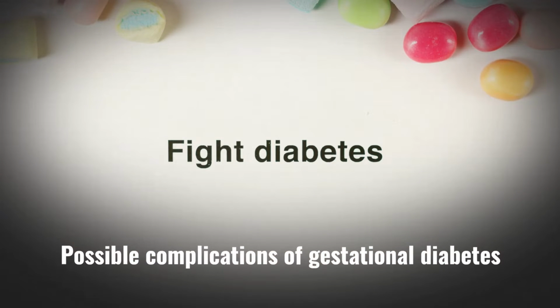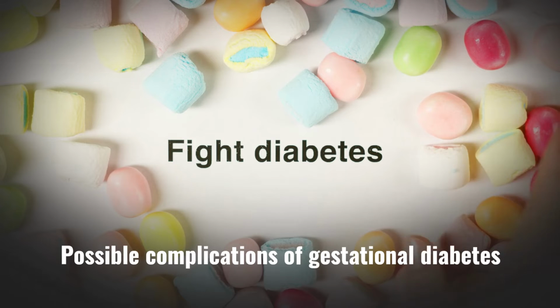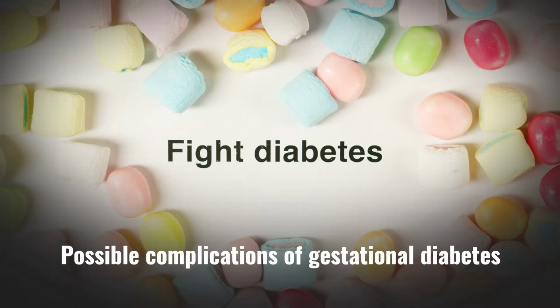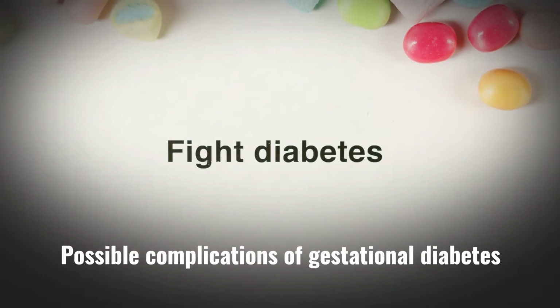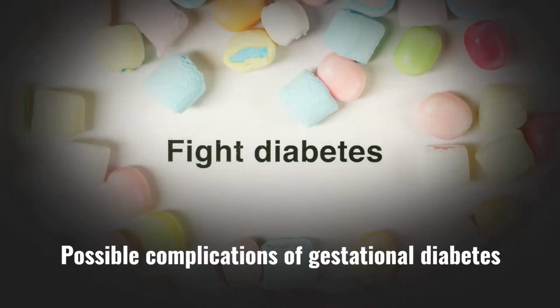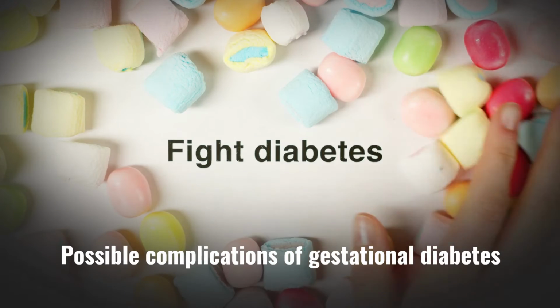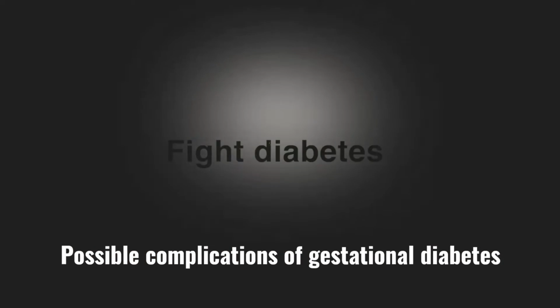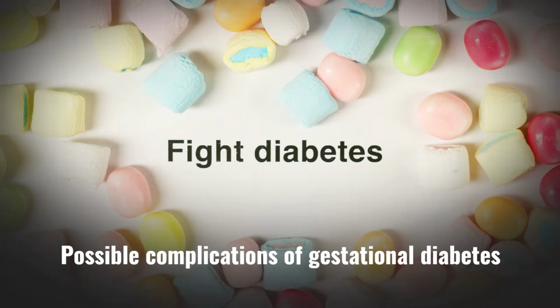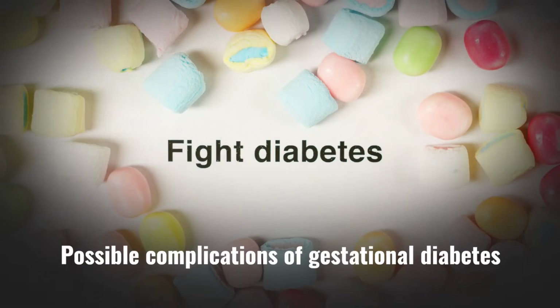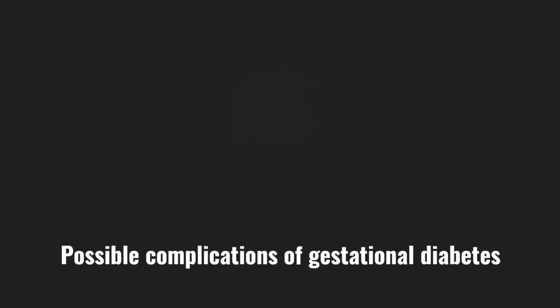And gestational diabetes may also lead to C-section, or what others refer to as cesarean section. This is where an operation is done to deliver the baby through the mother's belly. And the mother may also experience type 2 diabetes after delivery, or may experience gestational diabetes in future pregnancies.